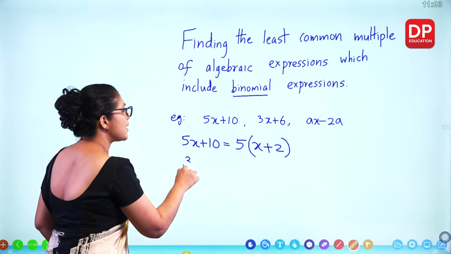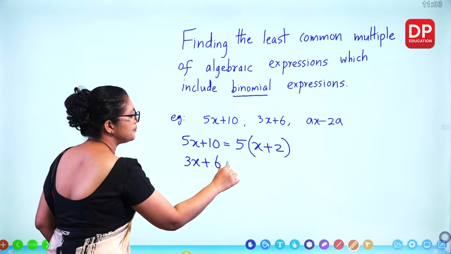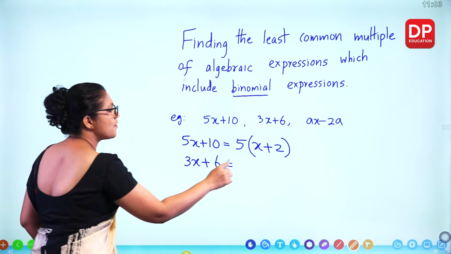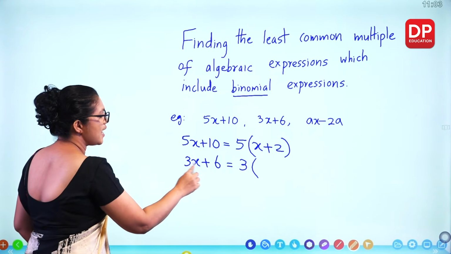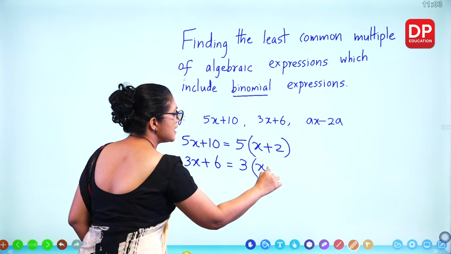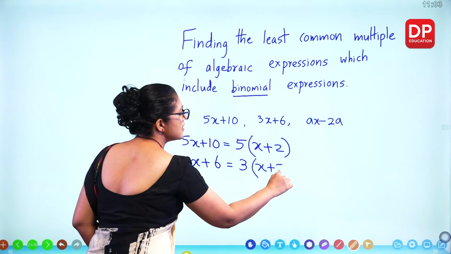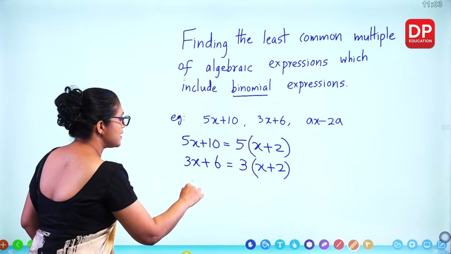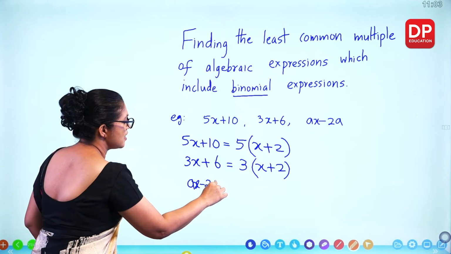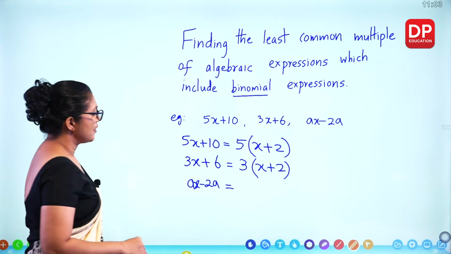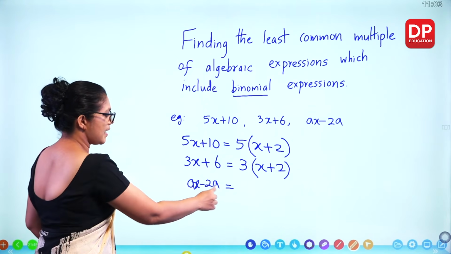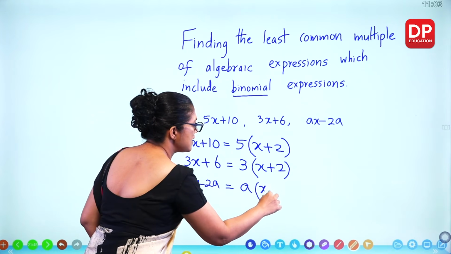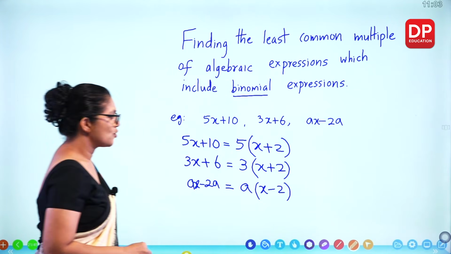What about 3x plus 6? What's common? I can take 3 out. So when I take 3 out, what's remaining? X plus 2. 3 times 2 becomes 6. What about this expression? Ax minus 2a. What's common here? I can see a is common. Take it out. The remaining part is x minus 2.